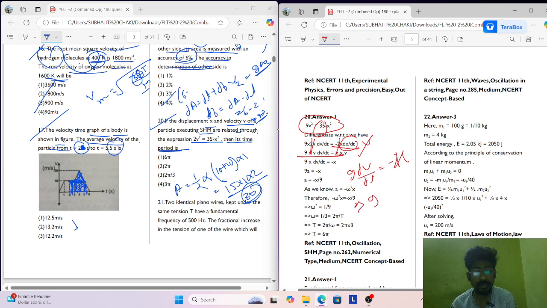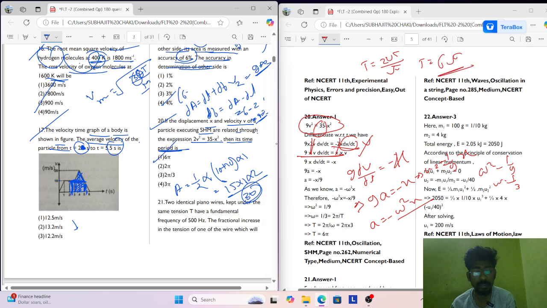So 9 dv by dt is equal to acceleration, minus x, and we also know the acceleration equals minus omega square x. So from this we can say a is equal to minus 1 by 9 into x. Therefore omega square equals 1 by 9, omega equals 1 by 3. We know T equals 2 pi by omega, so T will be 2 pi by 1 by 3, which is 6 pi. So therefore the answer will be 6 pi.